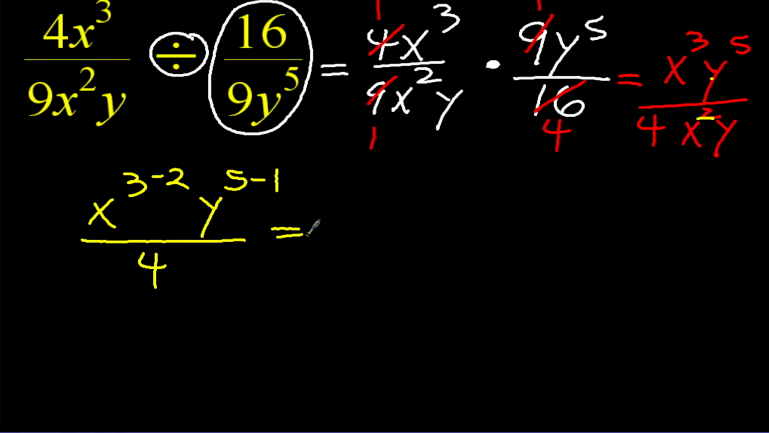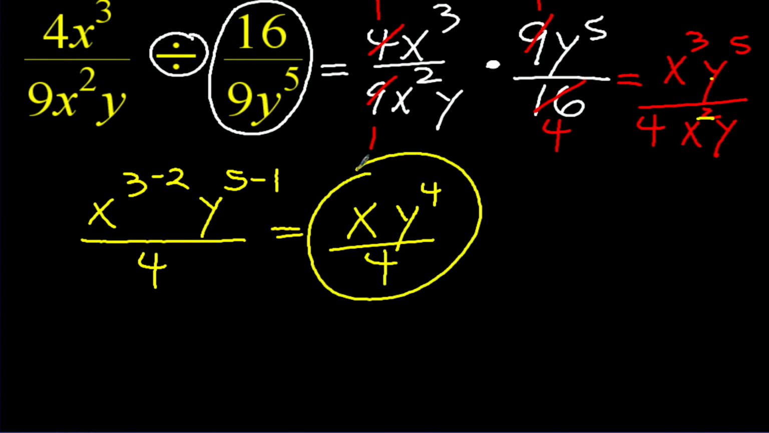And then let's simplify it one more step. I have x to the 3 minus 2. Well, 3 minus 2 is 1. And remember, when we have an exponent of 1, it's understood. We don't write it. And then we have y to the 5 minus 1, which gives me y to the fourth over 4. That is my answer once I divide these two rational expressions.